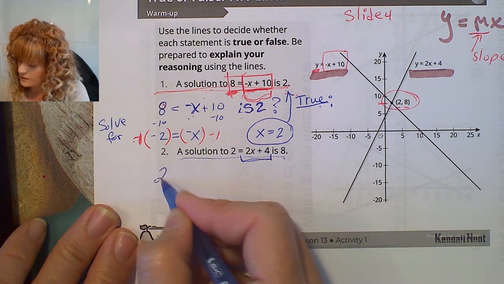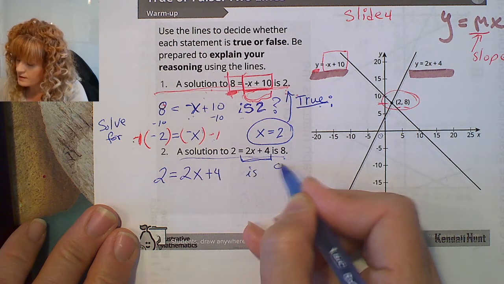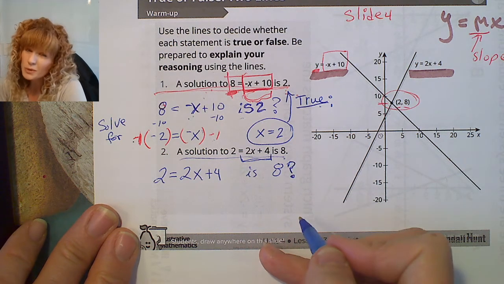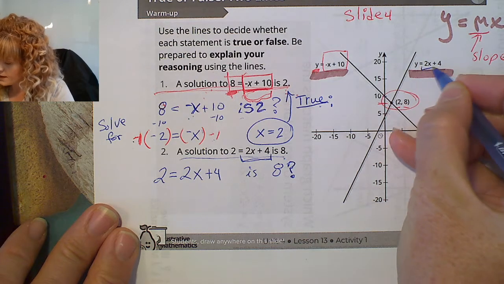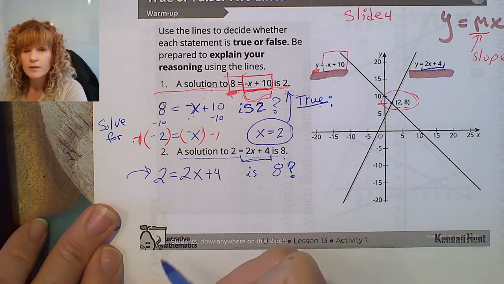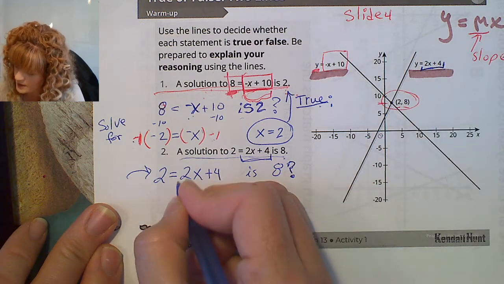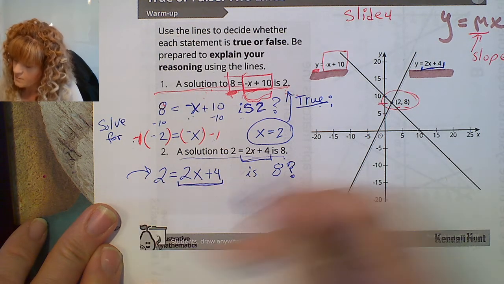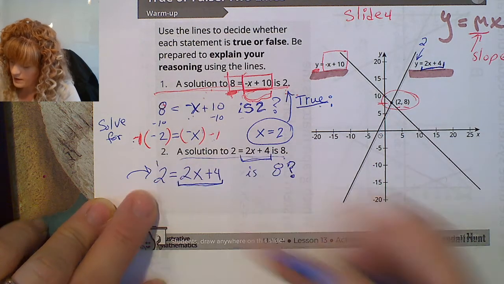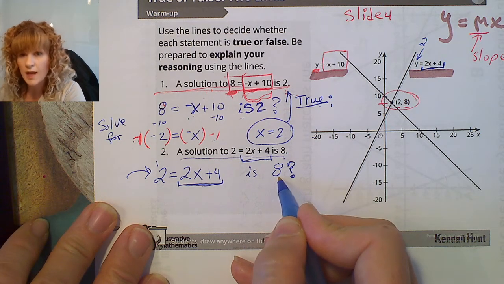I'll write this again. A solution to 2 equals 2x plus 4 is 8. Is that true or false? I use a question mark. So is that true? Look at this equation, 2x plus 4. They substitute in a 2 for y. You need to recognize that this 2x plus 4 is the same as this 2x plus 4. But this y here, they substitute in 2. This is the y value. Okay, well, we can do the math and find out if x is equal to 8.